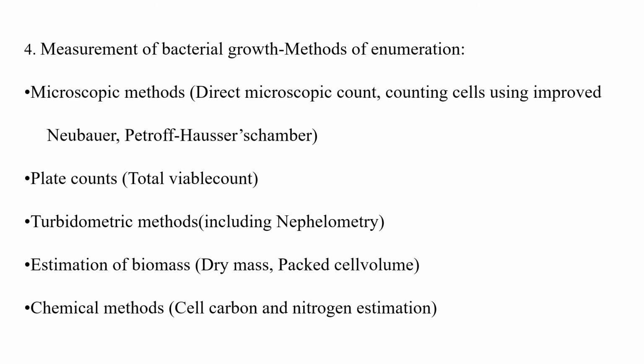Next one is the turbidometric method. By using nephelometry, you can study the number of microorganisms present within that solution. In addition to that, to estimate the biomass, you can go for the dry mass as well as packed cell volume study. By estimating the cell carbon and nitrogen, you can enumerate the microorganisms by using a chemical method.